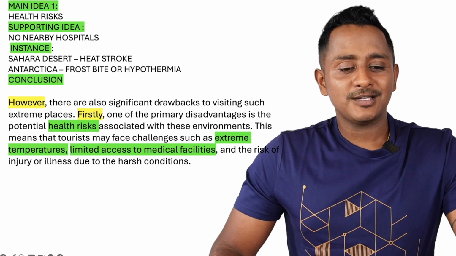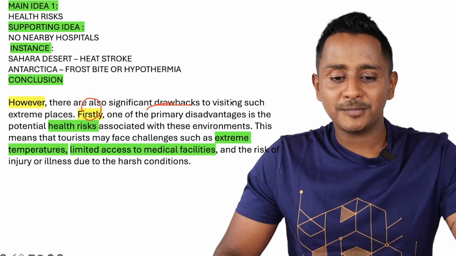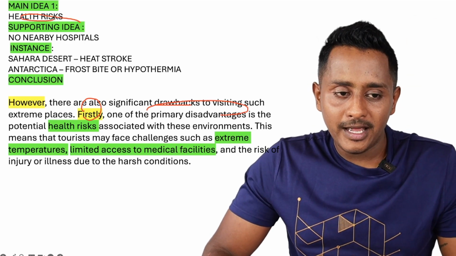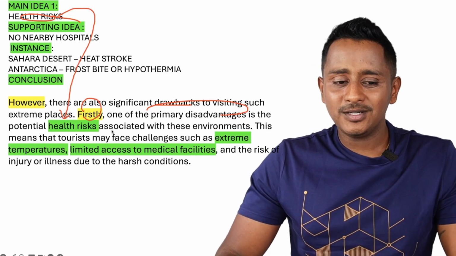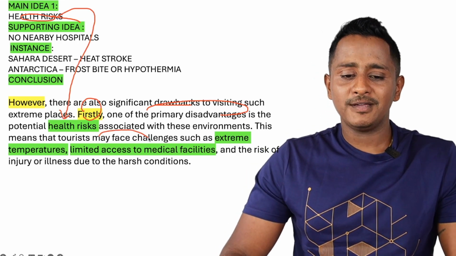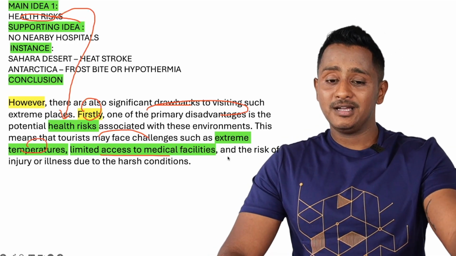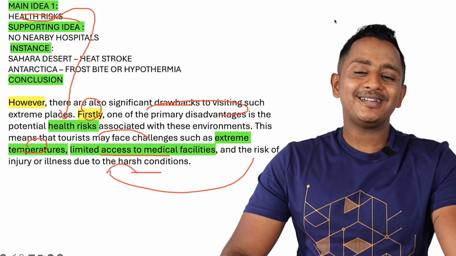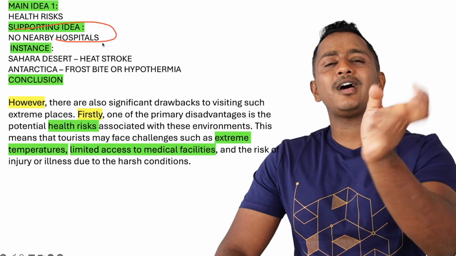However, there are pitfalls. There are also significant drawbacks to visiting such extreme places. Firstly, one of the primary disadvantages is the potential health risk. That's what we told here. Health risks associated with these environments. This means tourists may face challenges such as extreme temperatures, limited access to medical facilities, risk of injury or illness due to the harsh conditions. Remember, here we planned it saying no nearby hospitals.